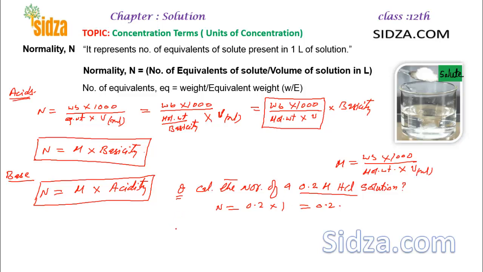But suppose the same question: calculate the normality of a 0.2 molar H2SO4 solution. What will be the normality there? Pretty simple. Normality will be 0.2 times the basicity of H2SO4, which is 2, so it is 0.4. That will be the normality of the 0.2 molar H2SO4 solution.